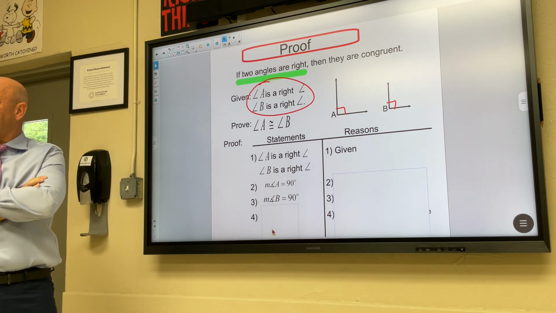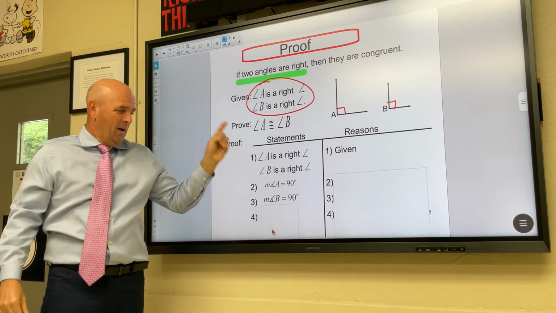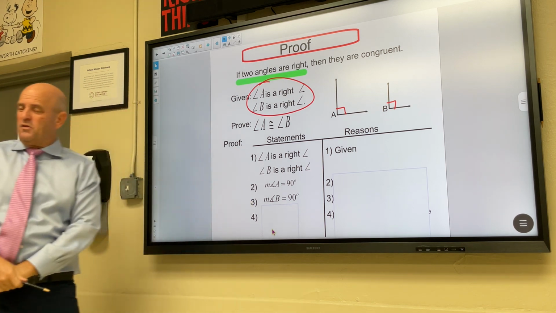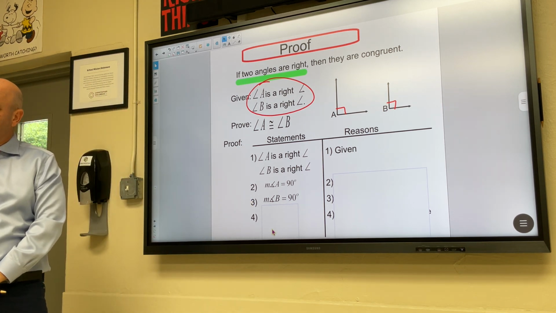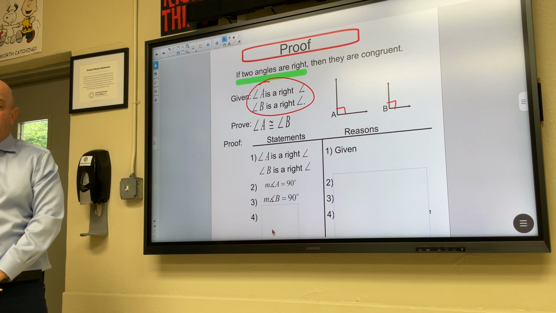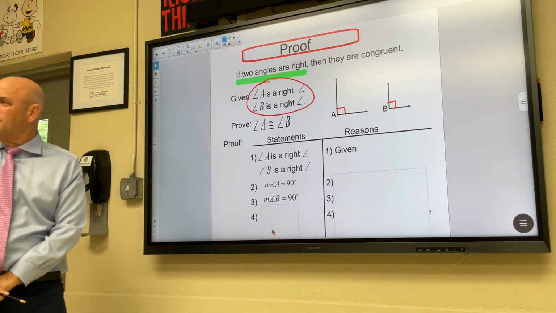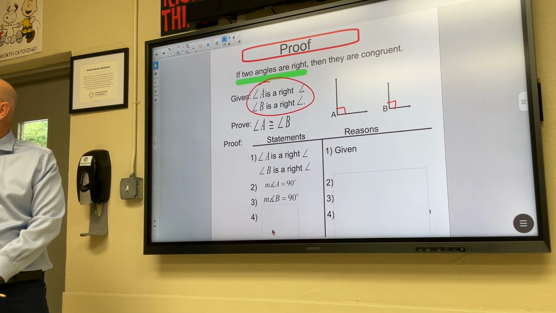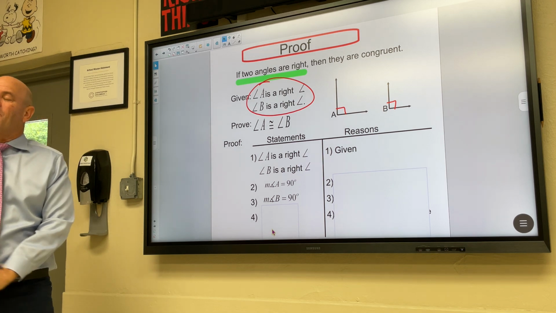Why am I allowed to say that because they're right, they're 90 degrees? Because the given is that we know that. No, they already said given. Why can I say they're 90 degrees? What justifies that statement? Because they said that they were. Because I said they were. Yes, Garcia. Is it right angles? Can I write down because they're right angles? No, what do I gotta write?